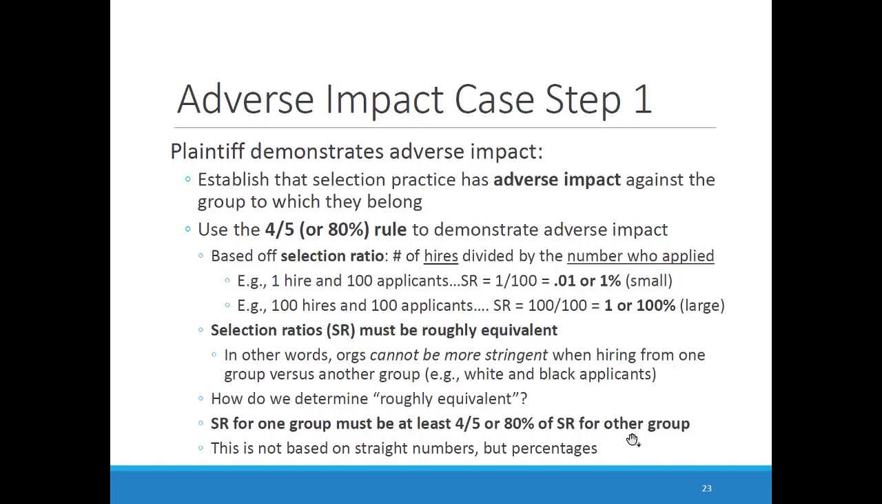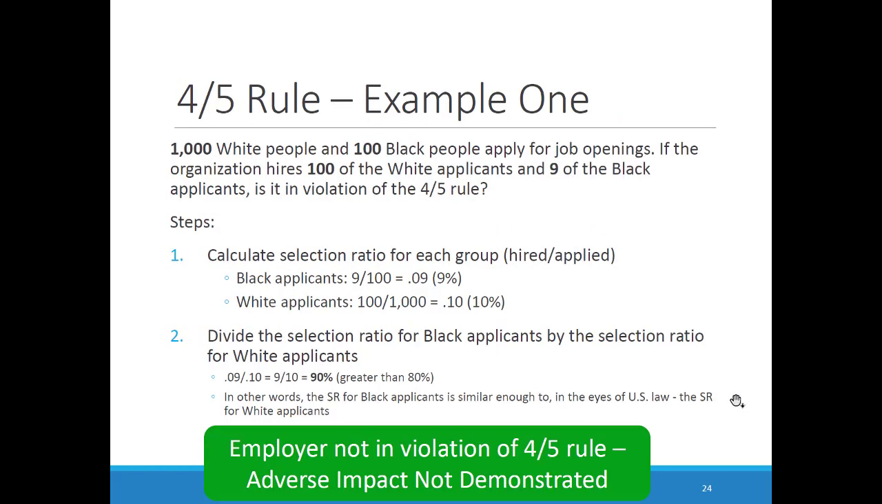So in other words, this is not based on straight up numbers of people being hired. If you just looked at an organization and said they hired 5 white individuals in a given year and 3 black individuals in a given year, that doesn't tell us all the information that we need when we're determining adverse impact, because we need to know how many white individuals applied and how many black individuals applied. So let's go through an example.